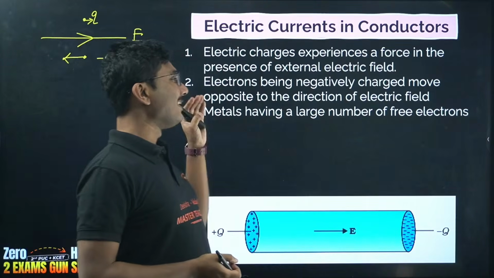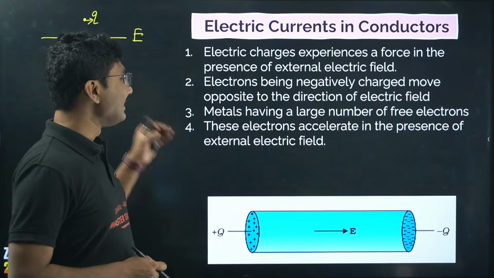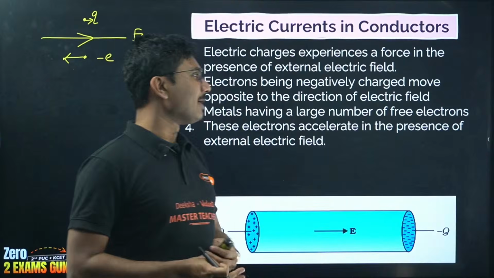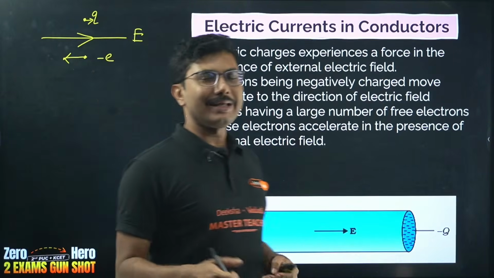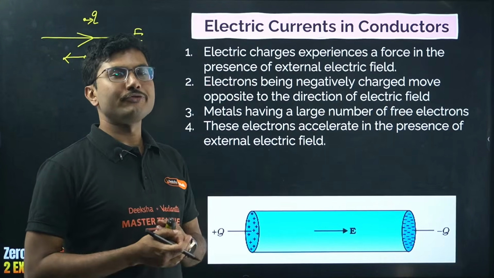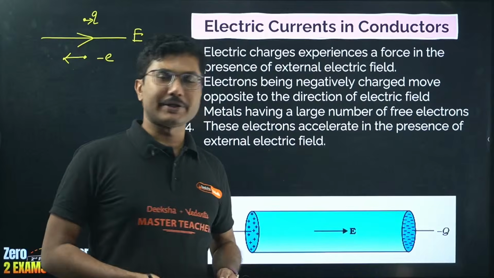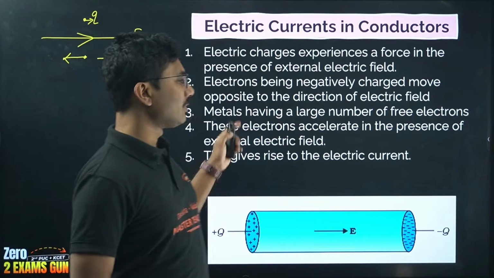So metals have a large number of free electrons. These electrons accelerate in the presence of an external electric field. If you apply an external electric field around a metal, the electrons will move in the opposite direction of the electric field. This gives rise to the electric current.